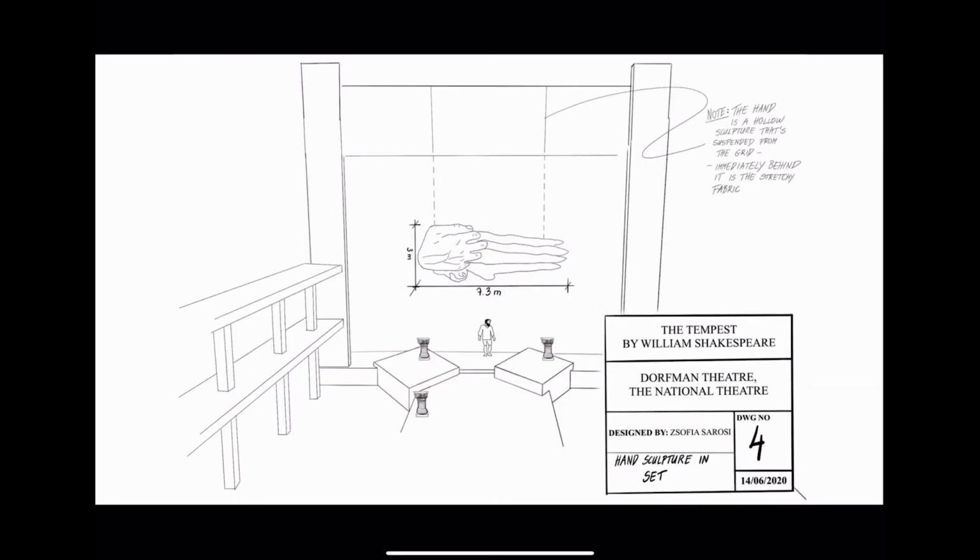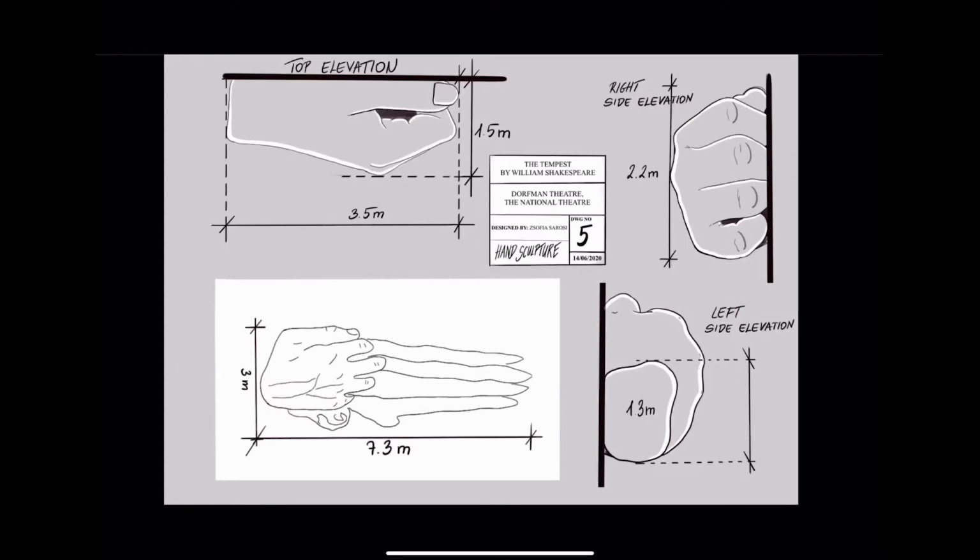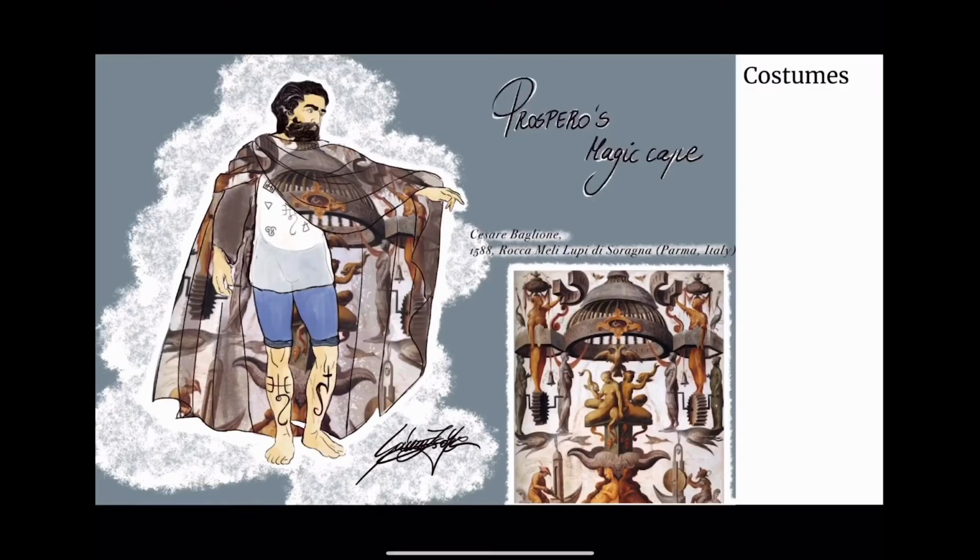Here you can see where the sculpture would be placed. They should also be suspended from the grid above. And here are the measurements for the hand. Before we get into the storyboard, I'd like to take you through the costumes.